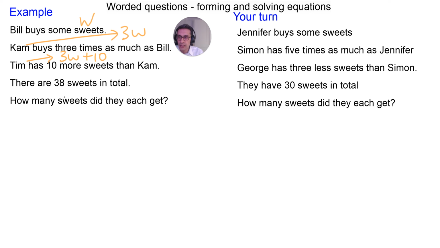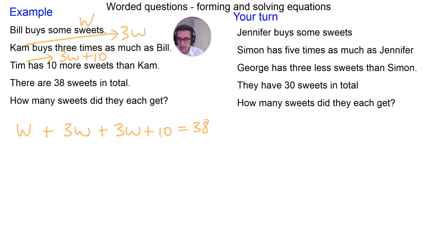So let's write this neatly. So Bill has W sweets. Cam has 3 times as many as Bill, so that's 3W. And then Tim has 3W plus 10. So be careful with that. It's not 10 more than Bill, it's 10 more than Cam. So it's 3W plus 10. And you know that's going to equal 38. So now we just need to solve it.